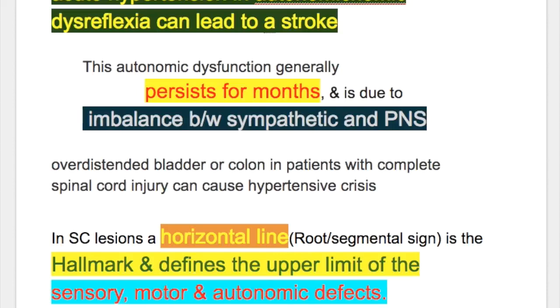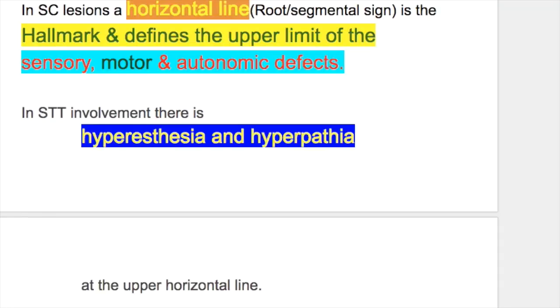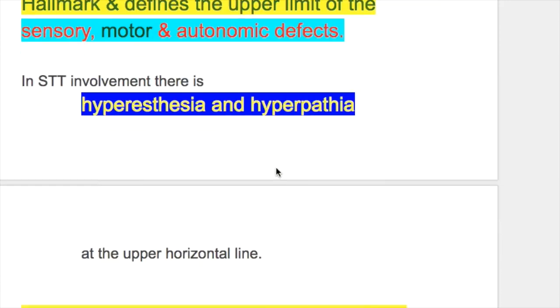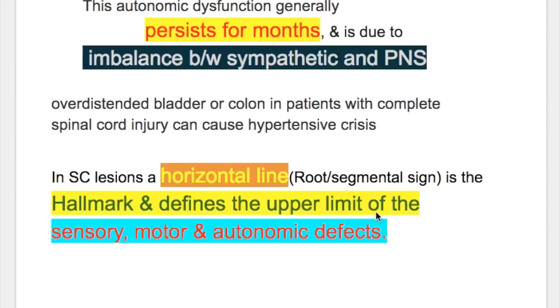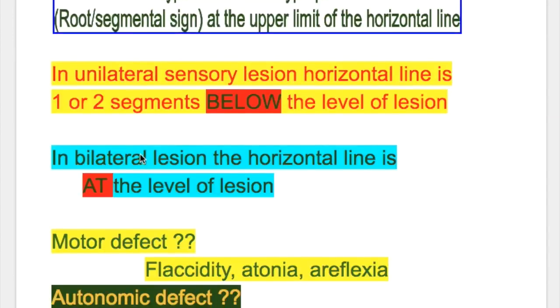The third topic, root segmental signs. In spinal cord lesions, a horizontal line is the hallmark and it defines the upper limit of the sensory, motor, and autonomic defect. In sensory lesions with spinothalamic tract involvement, there is hyperesthesia and hyperpathia at the upper horizontal line. In unilateral sensory lesions, the horizontal line is 1 or 2 segments below the level of lesion. In bilateral lesions, the horizontal line for sensory lesions is at the level of the lesions.